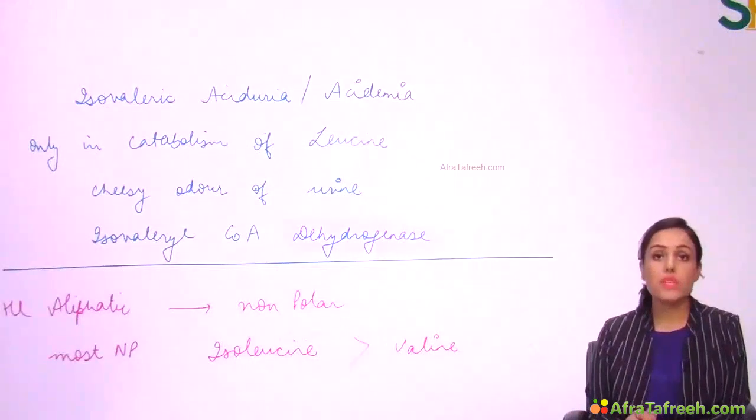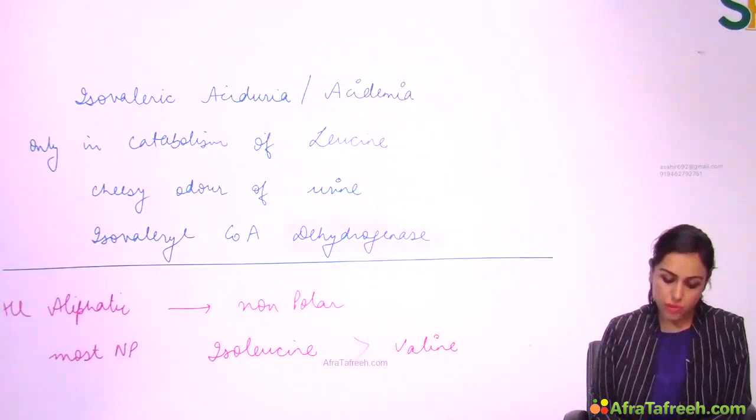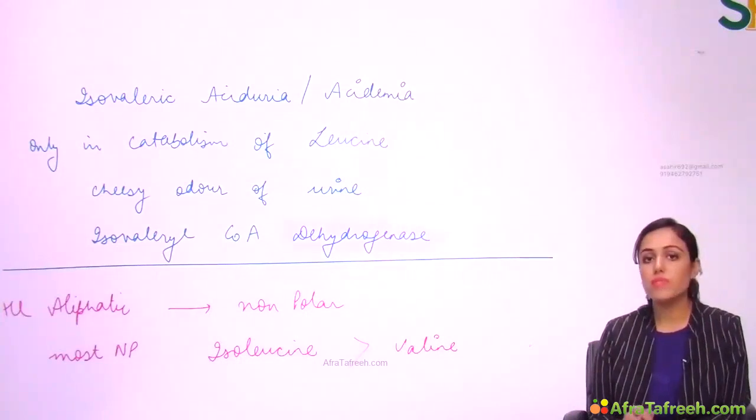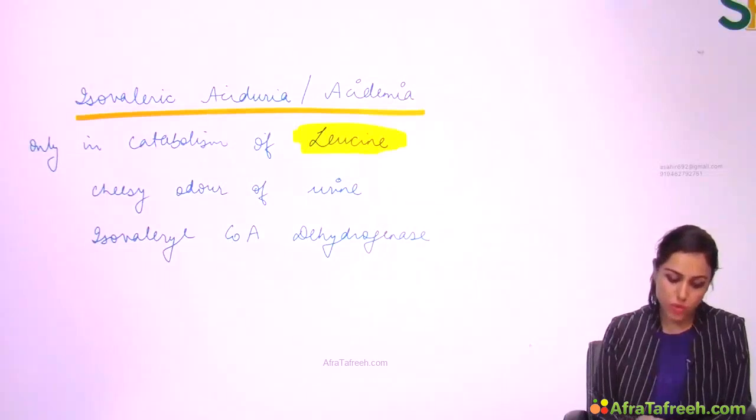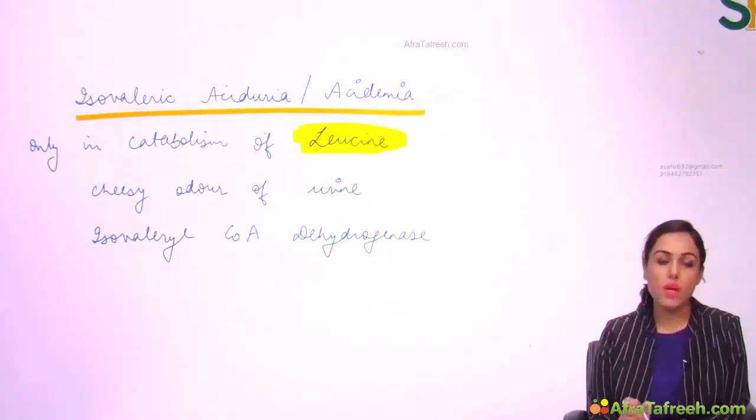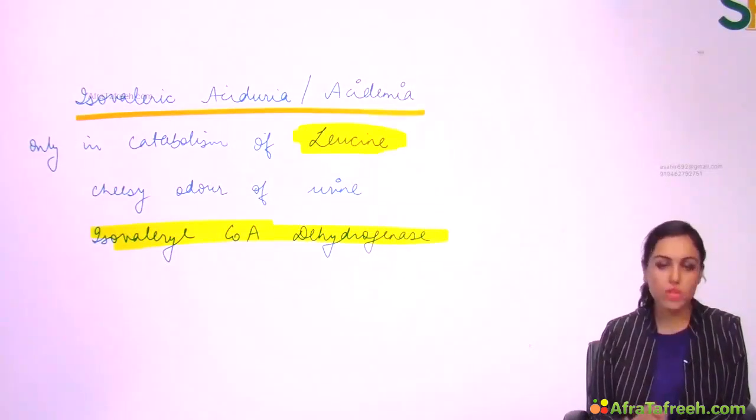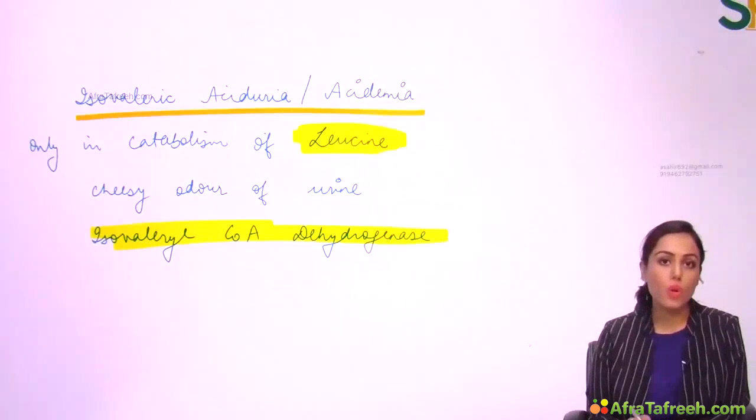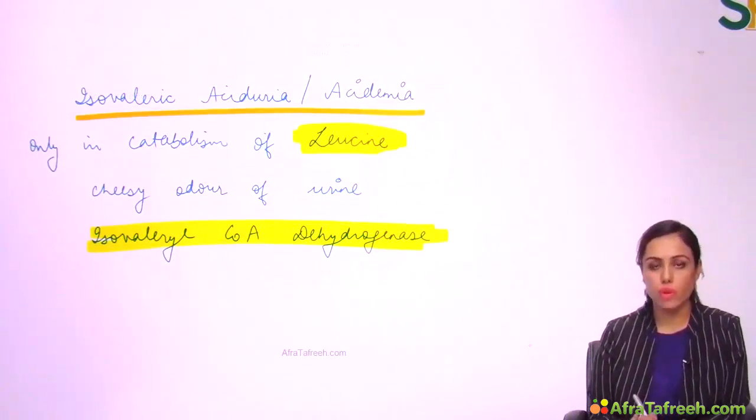Now there's one more disease in this branch chain amino acid category. Here only for leucine. The first one, maple syrup urine disease, we have done, which is for all the three branch chain amino acids. But this one, isovaleric aciduria or acidemia, is a defect only for the catabolism of leucine, and the enzyme deficient is again some dehydrogenase. It is isovaleryl CoA dehydrogenase. And these patients have cheesy odor of urine, right?